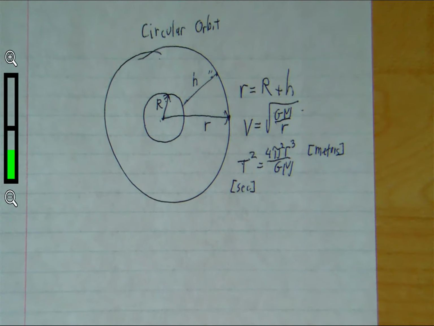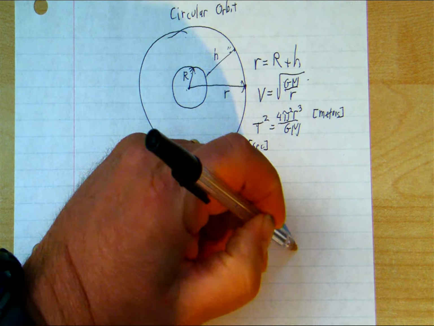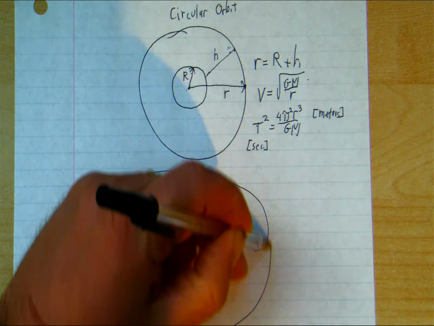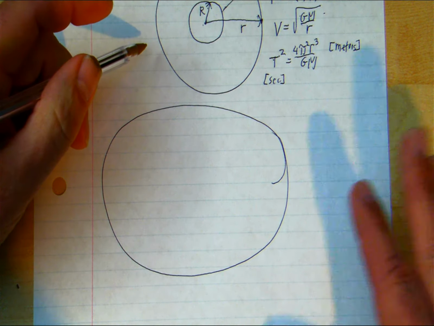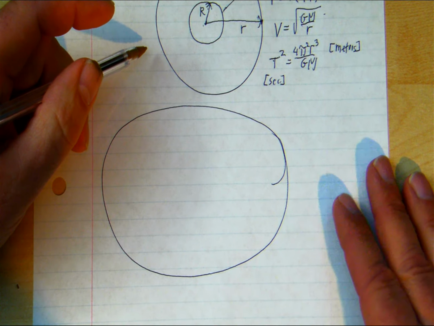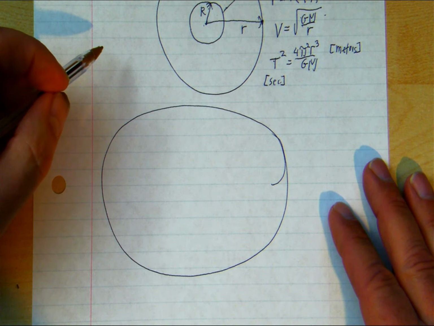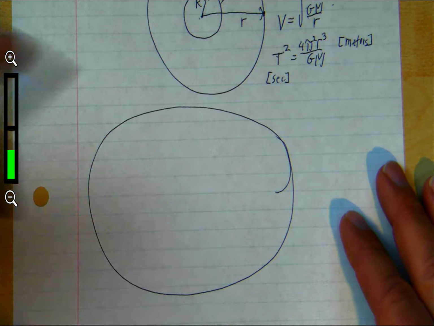So now we're going to get advanced and deal with elliptical orbits. Imagine that I drew an ellipse here. It was discovered by Johannes Kepler that Mars is not in a circular orbit around the sun. And from that, he developed his 3 laws of motion that deal with elliptical orbits.